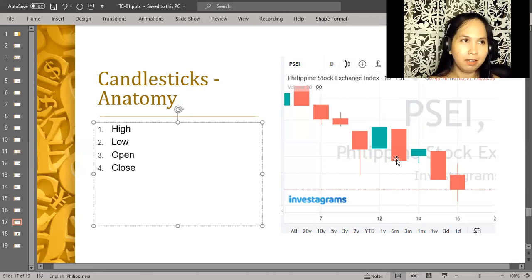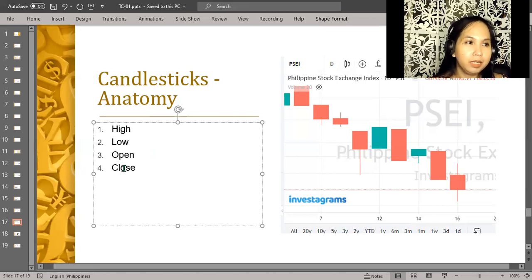Okay, for additional information, a stock is valued not by its open or its high or low, but rather by its close. After market hours and until the next trading day, what people talk about is really the closing price.